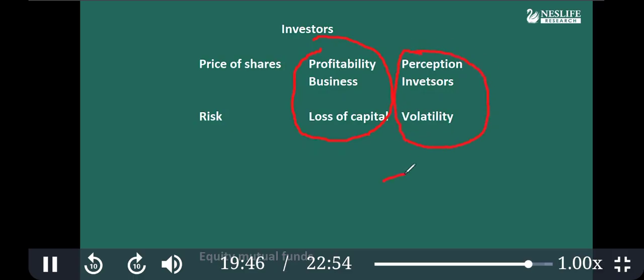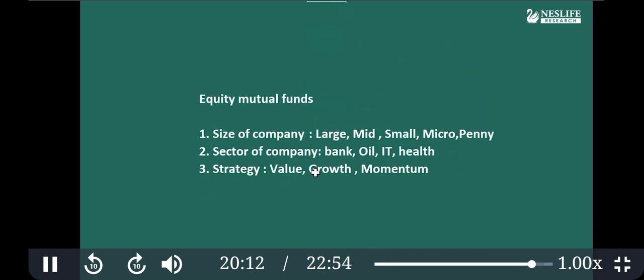For example, recently TCS, Tata Consultancy, and Infosys prices are down. Has profitability gone down? No, profitability is fantastic. What has gone down is the perception, because Trump has created a negative sentiment in the market, and negative sentiment causes price depression. This is because of perception. So the perception, emotion changes every day, and that's how volatility changes.